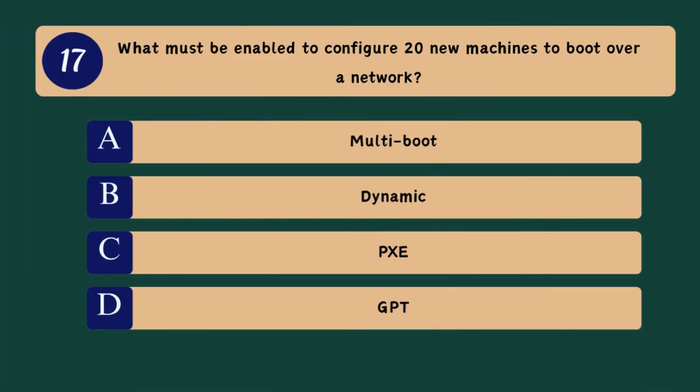Question 17. What must be enabled to configure 20 new machines to boot over a network? A. Multi-boot. B. Dynamic. C. PXE. D. GPT. Correct answer: C. PXE.